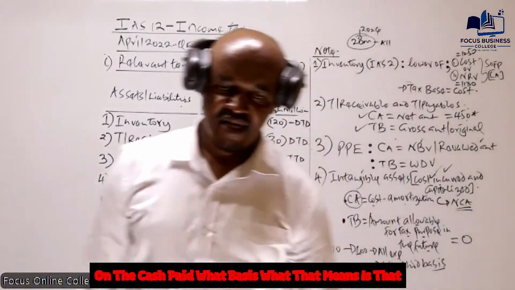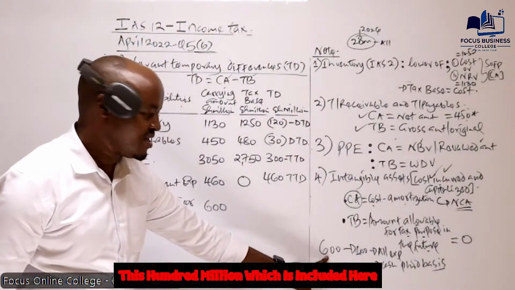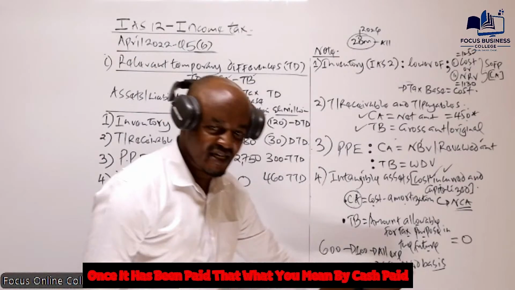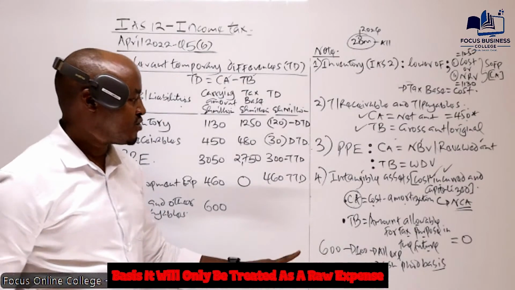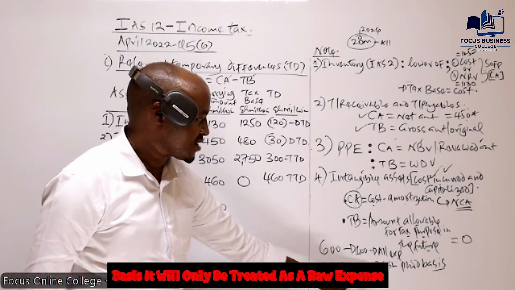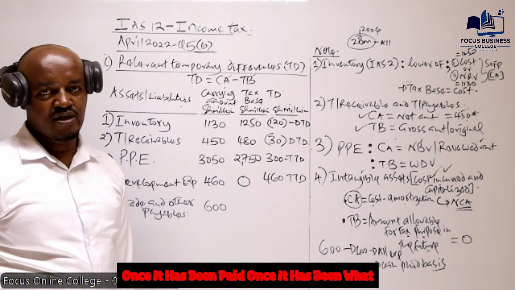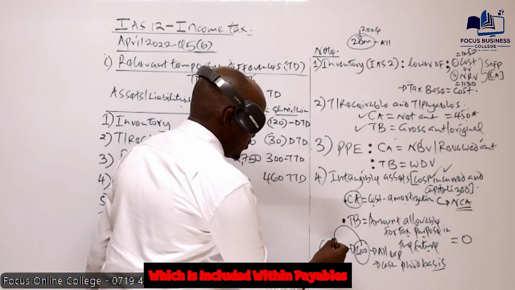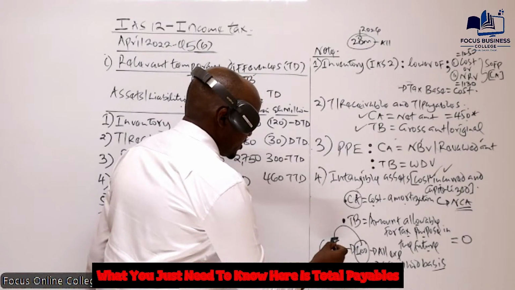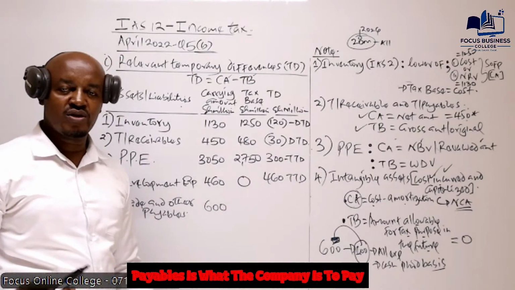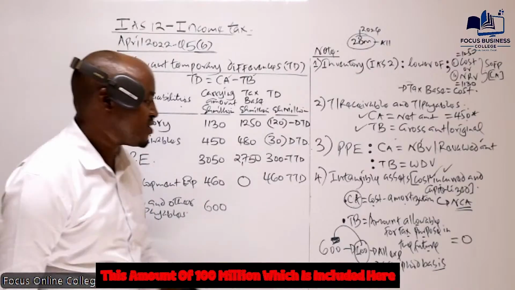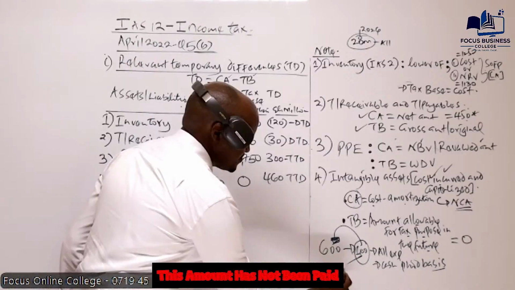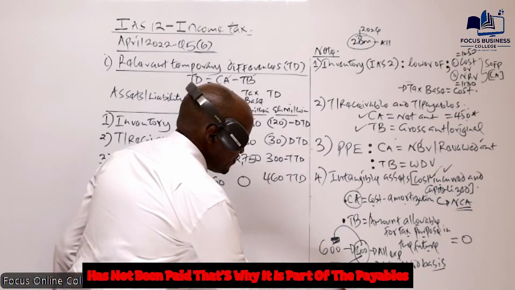What that means is that this 100 million, which is included here, will only be treated as allowable expense once it has been paid. That's what you mean by cash paid basis. It will only be treated as allowable expense once it has been paid. Once it has been what? It has been paid. Let me ask, this particular amount of 100, which is included within payables, what you just need to know here is what are payables. Payables is what the company is to pay in the next 1 year. Automatically, this amount of 100 million, which is included here, has not been paid. That's why it is part of the payables.